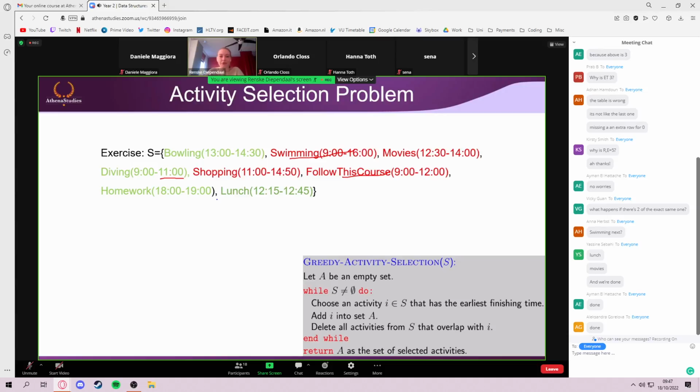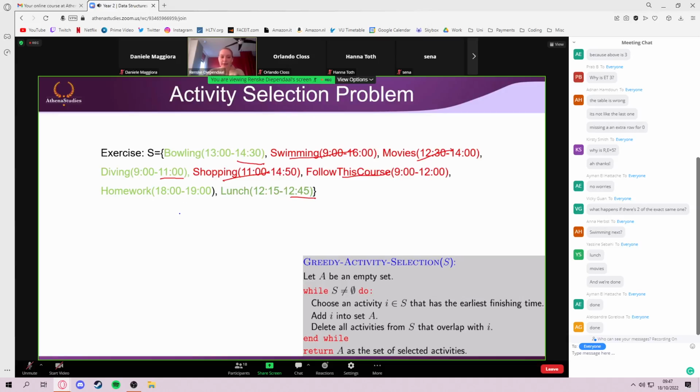And then we look for the next earliest finish time. So that's going to be 12:45. We're going to have lunch. So that means we can no longer go shopping, and we also cannot go to the movies anymore. And then the next time is going to be 14:30. So we can go bowling.